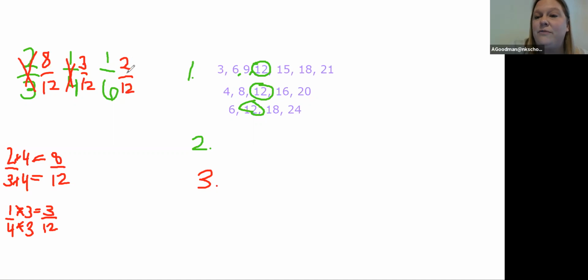They're in order right now from greatest to least. So look at your worksheet, see if it asks you to do least to greatest or greatest to least. And we know that 2/12 is the least and 8/12 is the greatest and 3/12 is going to be in the middle no matter what.